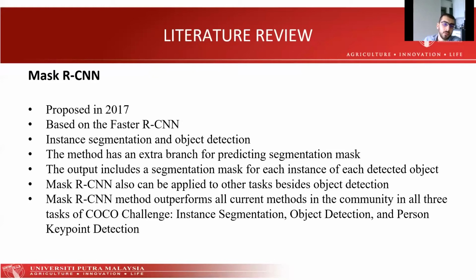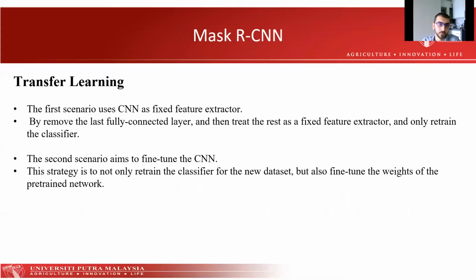And the Mask RCNN method outperforms all current methods and the community in all three tasks of the COCO challenge: instance segmentation, object detection, and person keypoint detection. Transfer learning.